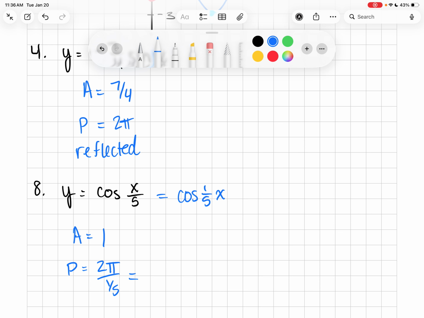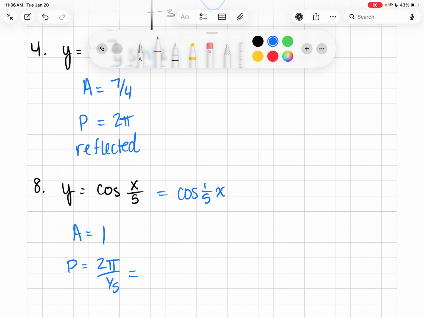Then we get to do Shepherd's favorite thing, keep change flip. Keep the top, sorry. What is it equal to? Keep that 2. Flip the 1 over 5, 10 pi. 10 pi. Is anything else happening to this one? No. Nope. Nice and easy.